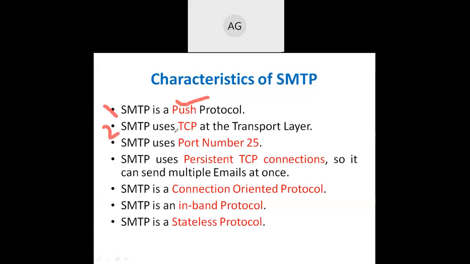The second point is SMTP uses TCP at the transport layer. TCP is used when connection establishment is needed, and after that we can transfer the data.